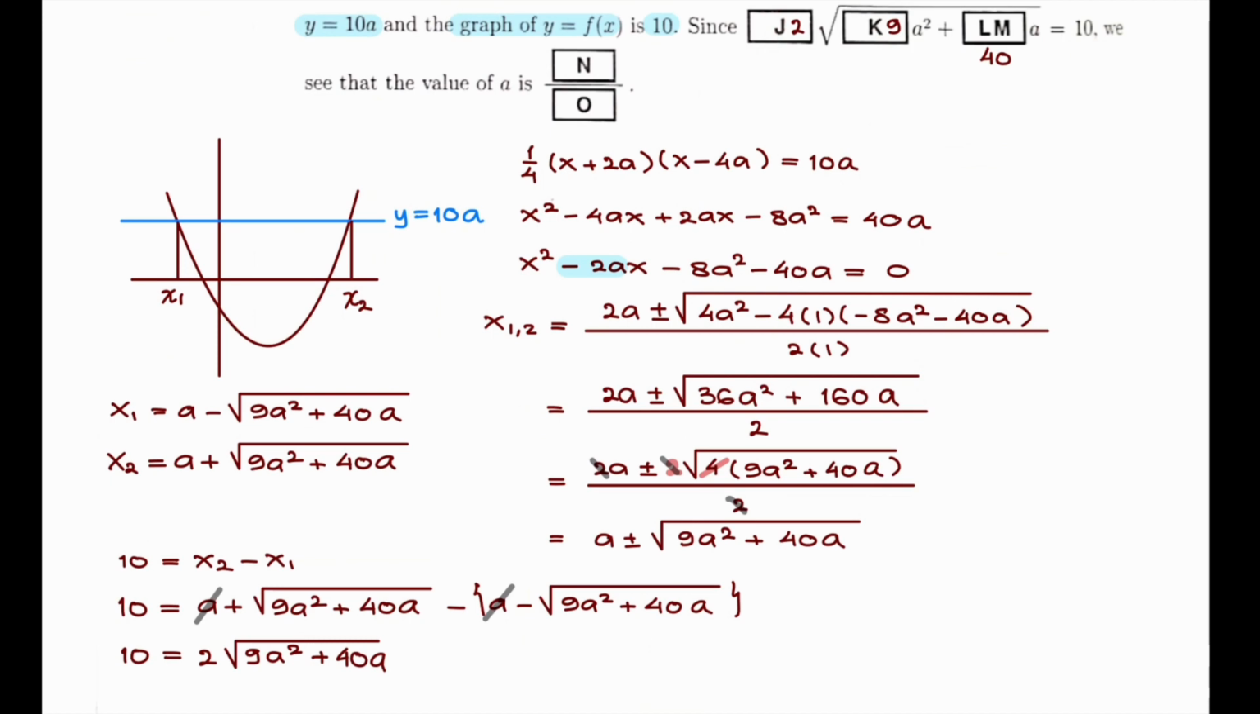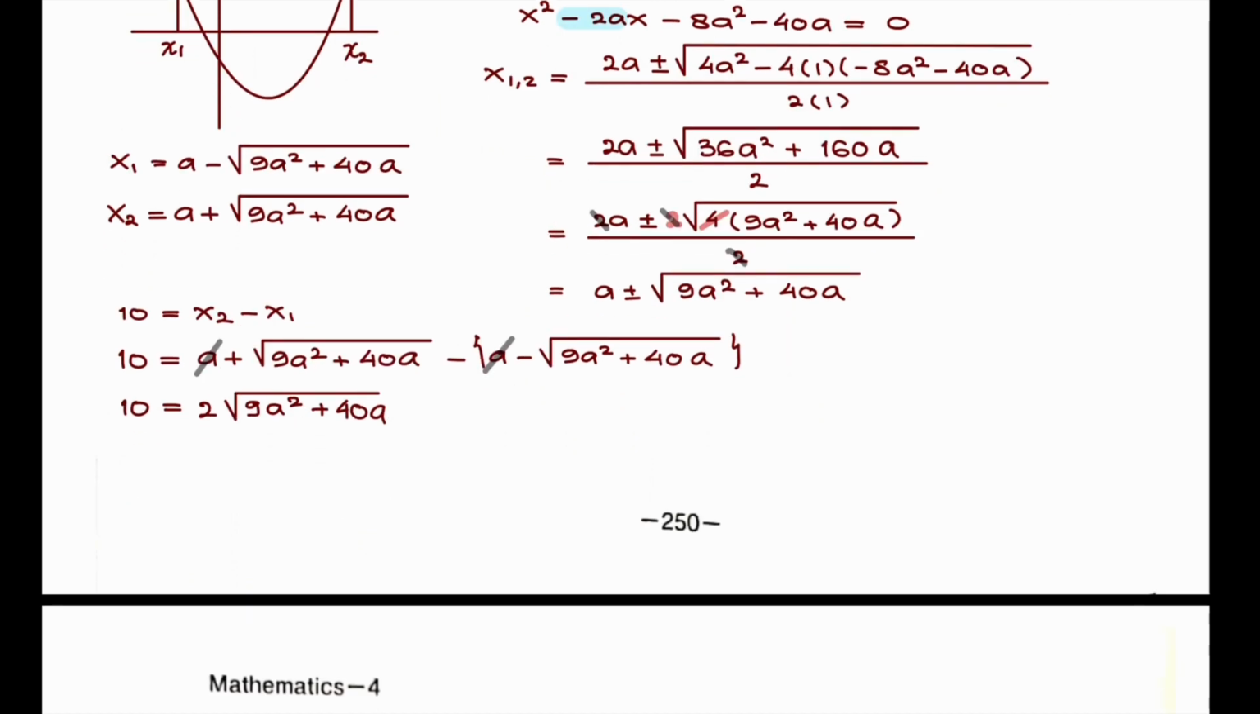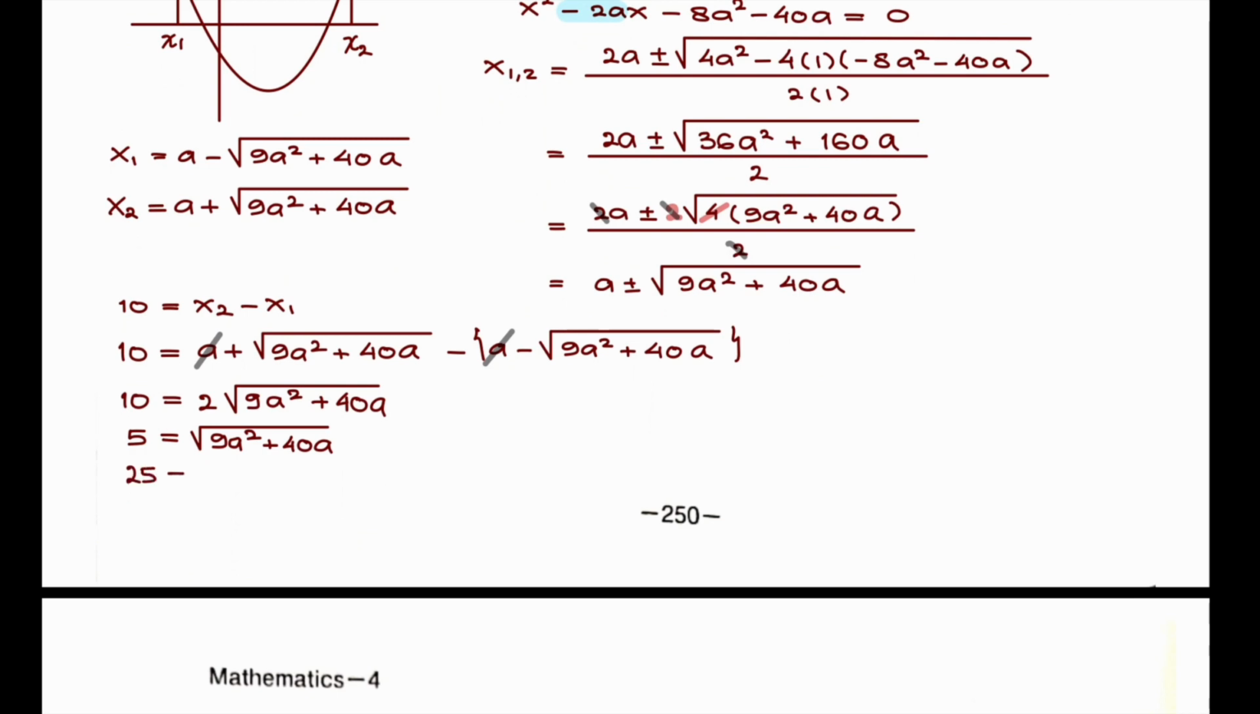And then we need the value of a. By solving this equation, you will obtain the value of a. To solve this equation, I will divide the left-hand side by 2 first. So I have 5 equals square root 9a squared plus 40a, and then you can square both sides to get rid of the square root. 5 squared becomes 25 equals 9a squared plus 40a.